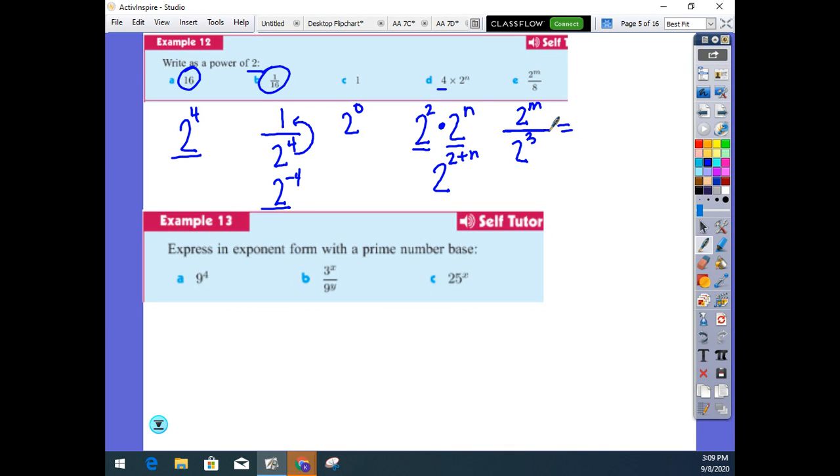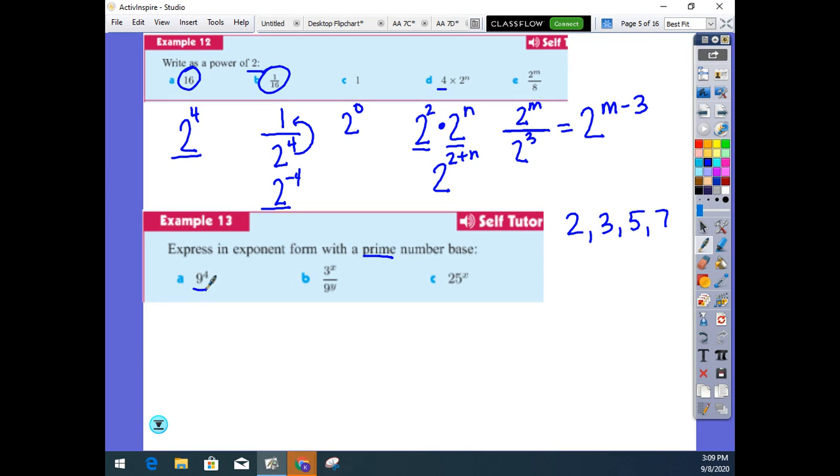I'm dividing bases that are the same, so I subtract the exponents. All right, 13, you have to understand what a prime number is. Your prime numbers are just the number, 1 and the number itself are factors. The smallest prime number is 2. 2, 3, 5, 7.